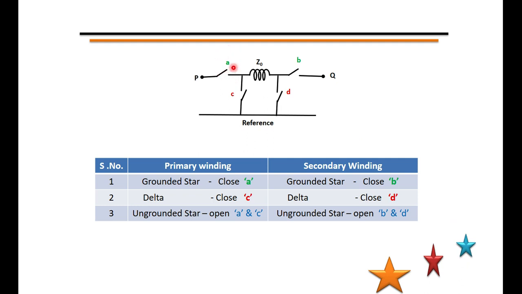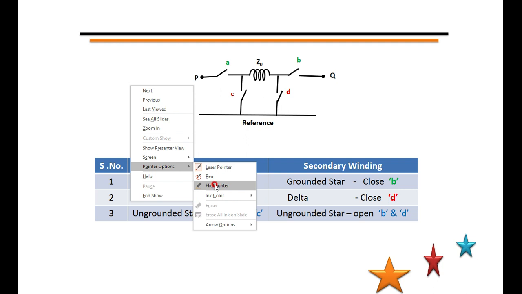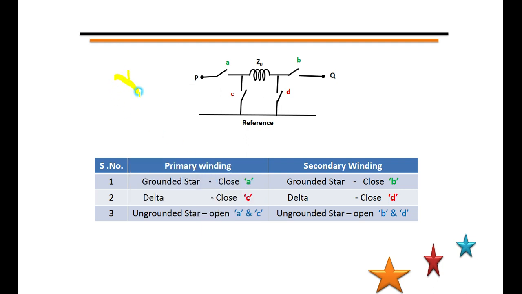A and C are meant for the primary side, and B and D are meant for the secondary side. Switch A in the primary is operated, that is closed, only when the primary is star connected and grounded. The same thing is written here: grounded star, close A. It is meant only for the primary side. When the primary is star connected and grounded, you have to close the switch.